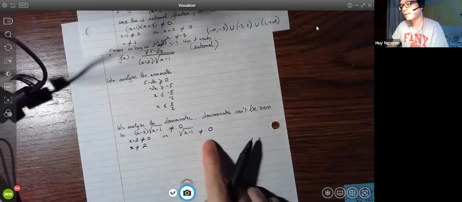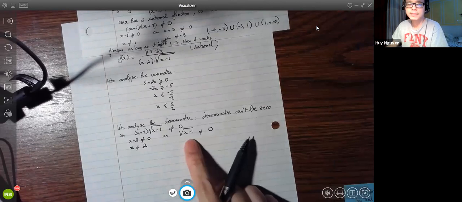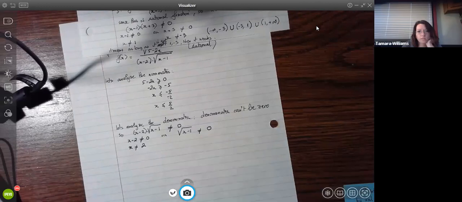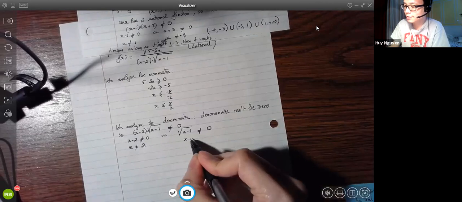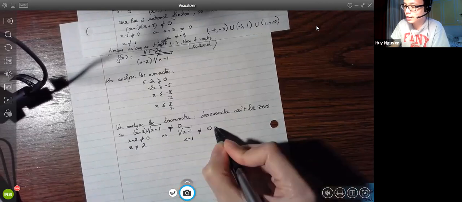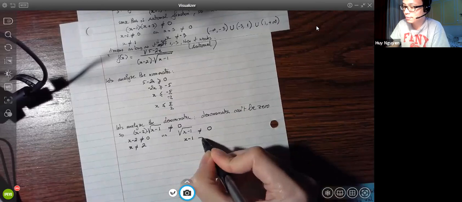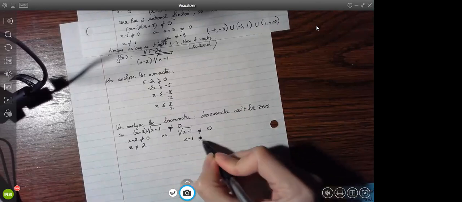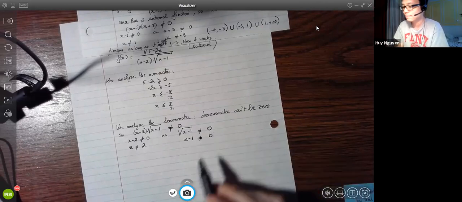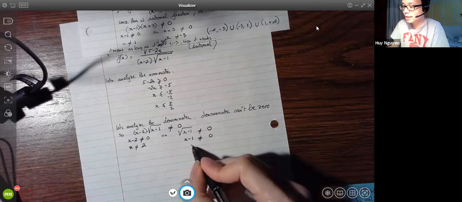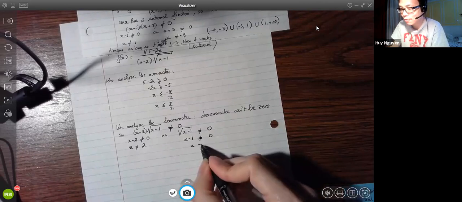How are we going to solve this? Can anyone give me your idea how we're going to solve this one? Square root both sides. Excellent. Square root both sides. 0 squared gives you 0. So it means x minus 1 can't be 0, which means x can't be 1.